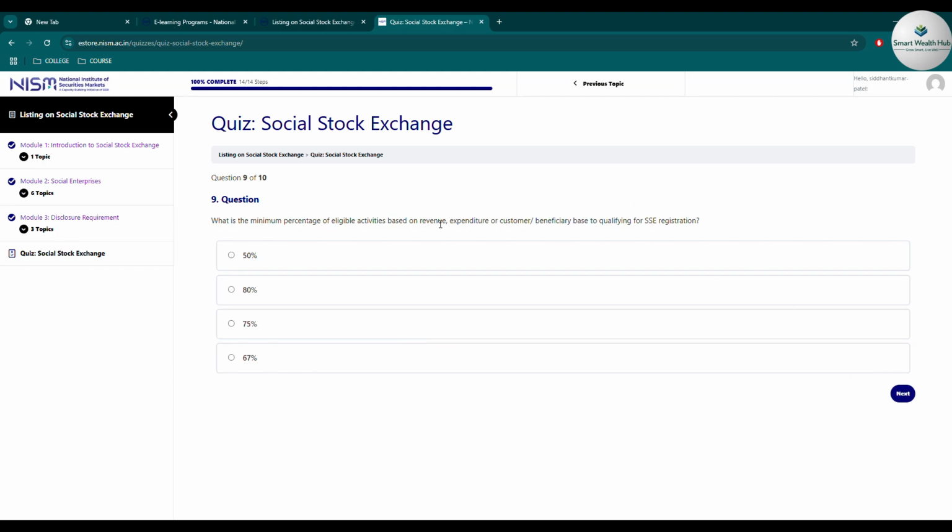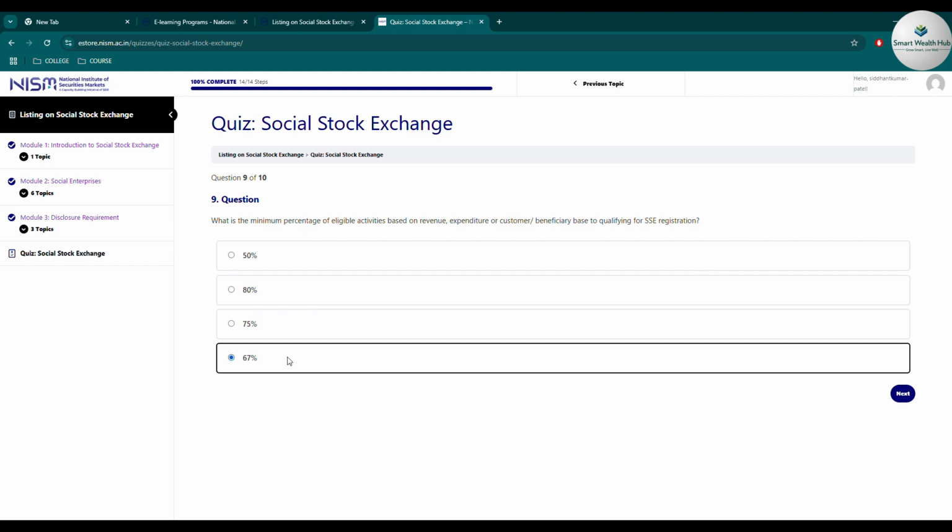What is the minimum percentage of eligible activities based on revenue, expenditure, or customer beneficiary base to qualify for SSE registration? Option A, 50%, option B, 80%, option C, 75%, option D, 67%. So the right answer is option D, 67%.